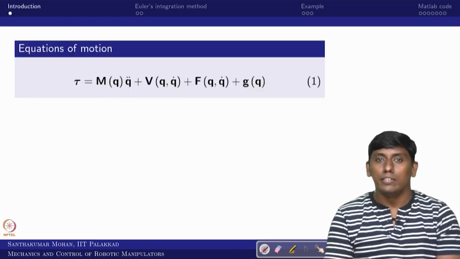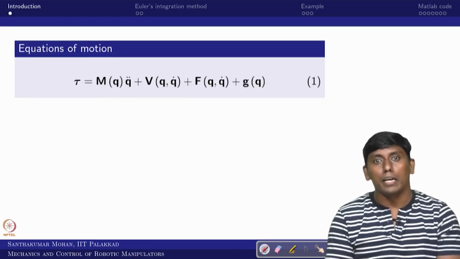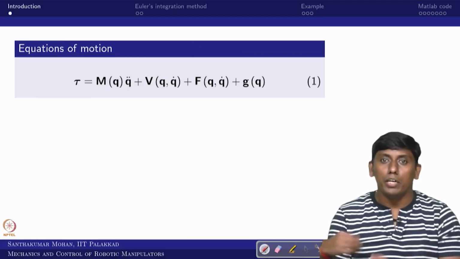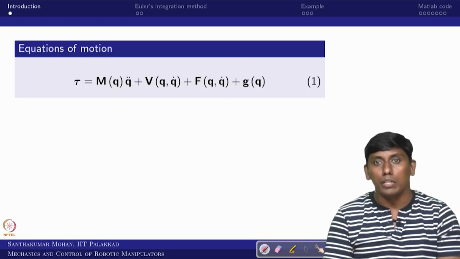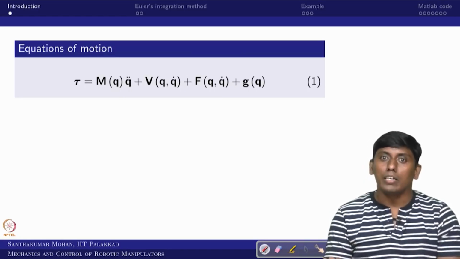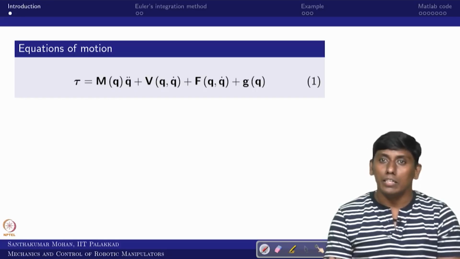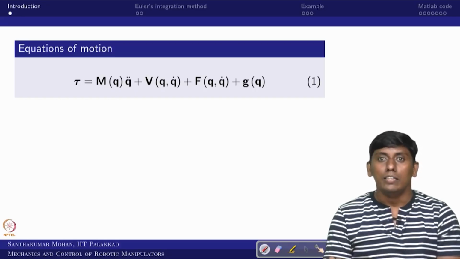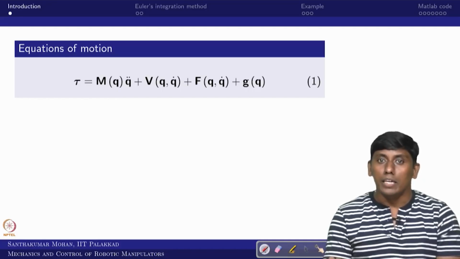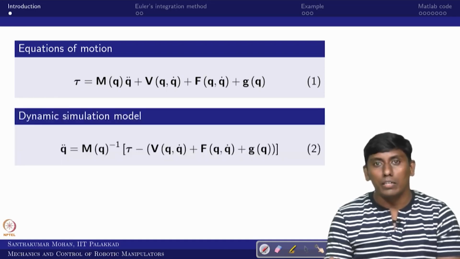In that sense, the generalized equation of motion of a robotic manipulator can be written in this form. This equation we can modify for forward dynamics. In forward dynamics, tau is known and we are trying to find out the motion. We start with the initial state: the system variables q and q dot are known, tau is known, so how can we get q double dot? This is what we are trying to do.